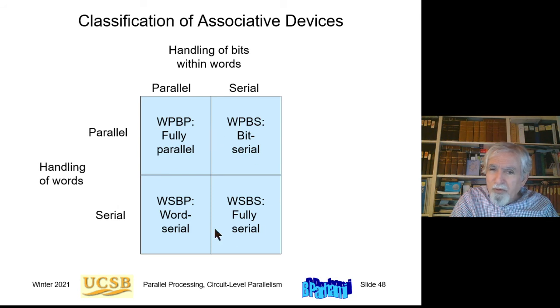Remember the other 4-category classifications also; all of them had one quarter that was not very useful. So this one is not useful. This is basically what associative memories do. And let me describe these two. So word serial. What does it mean, word serial?